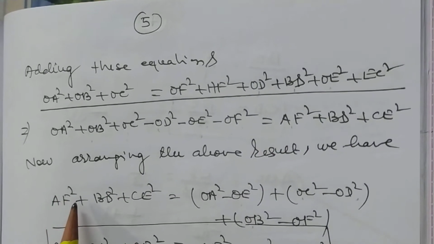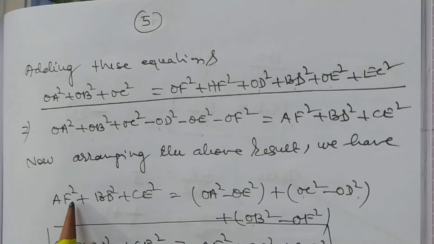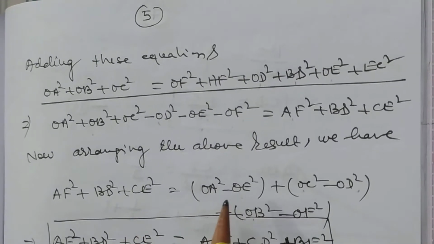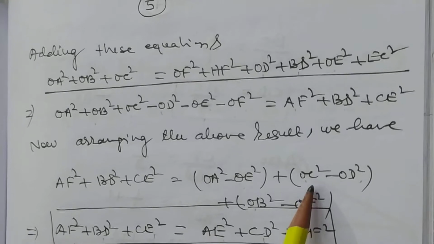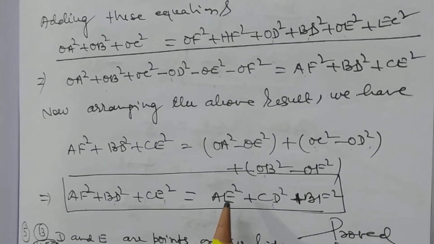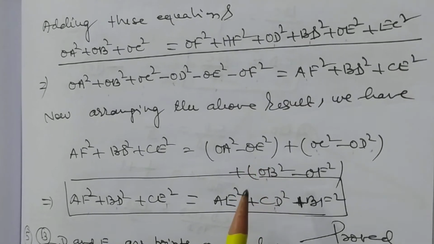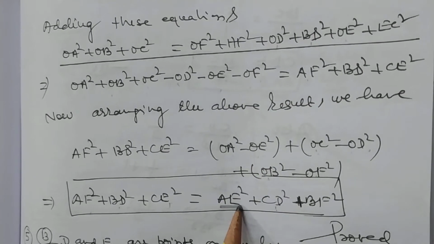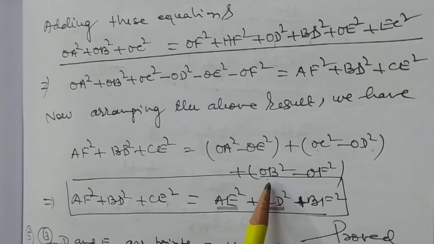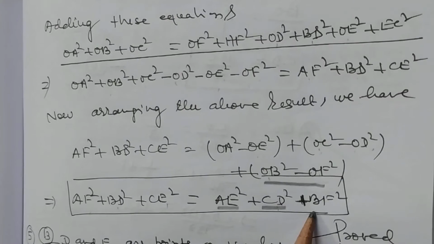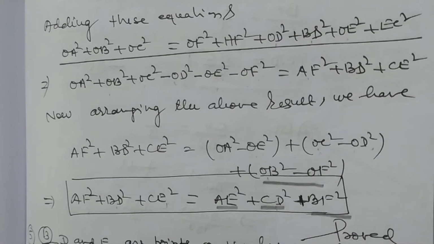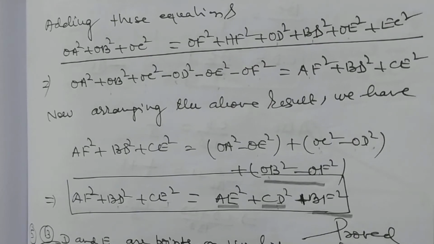Now, arranging the above results, we have AF square plus BD square plus CE square is equal to OA square minus OE square plus OC square minus OD square plus OB square minus OF square. So, OA square minus OE square is equal to AE square. OC square minus OD square is equal to CD square. And OB square minus OF square is equal to BF square. So, my dear student, in this way, we can solve this problem.